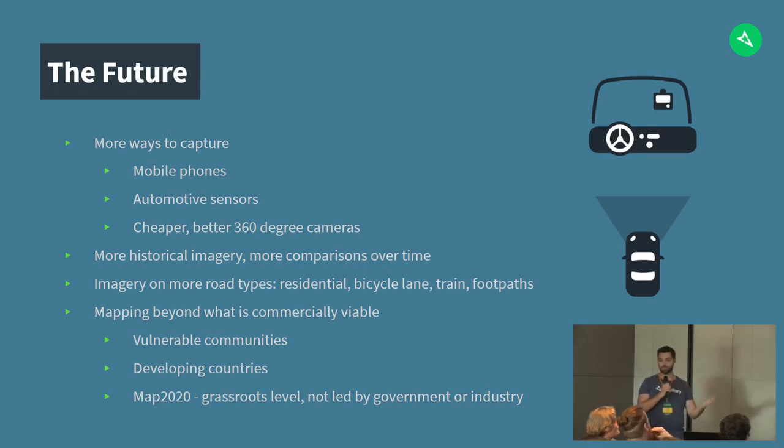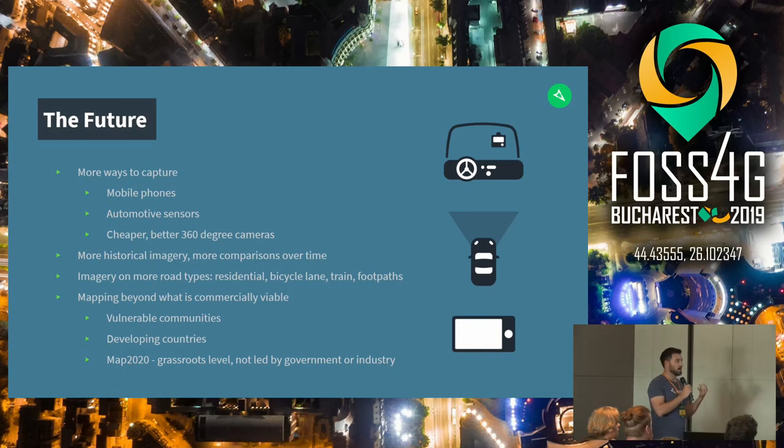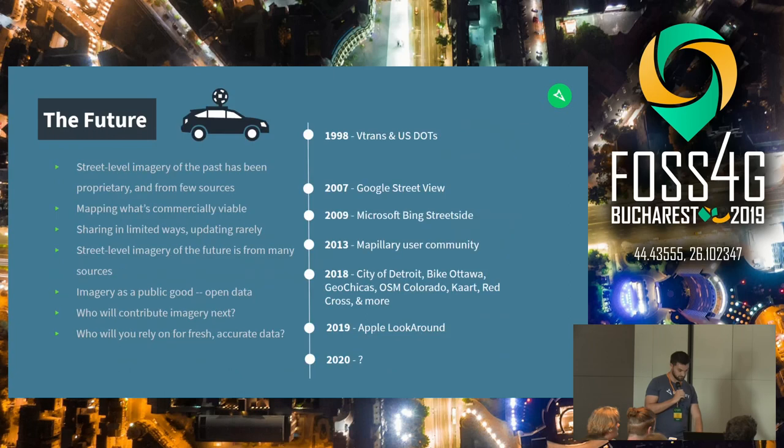The more historical imagery we get, we also can get more comparisons over time, which can lead to a lot of new learnings. And we also will get imagery on new road types, not always just highways or city streets, but even in residential areas, train tracks, footpaths. And that leads into really the question of mapping what's beyond commercially viable. Governments often take responsibility for this, mapping vulnerable communities, mapping in developing countries, or even grassroots level mapping led by citizens and communities rather than government or industry, such as the Map 2020 initiative.